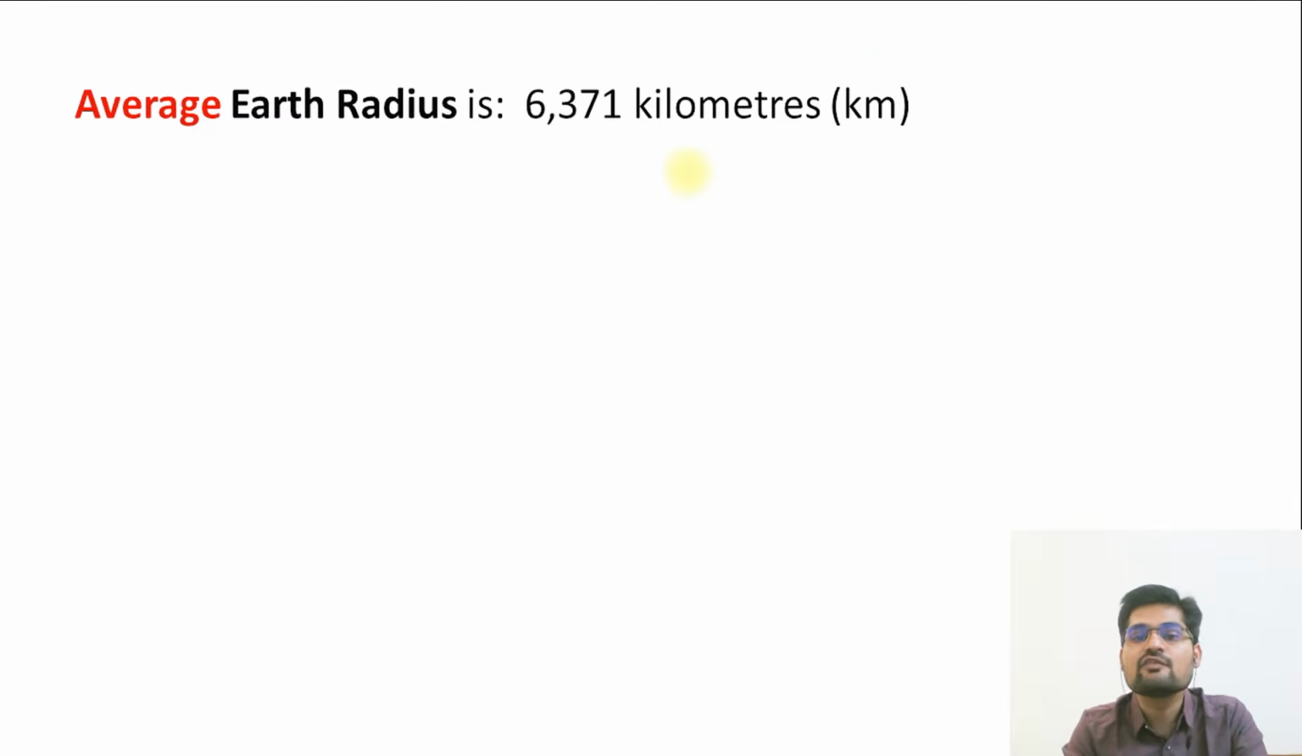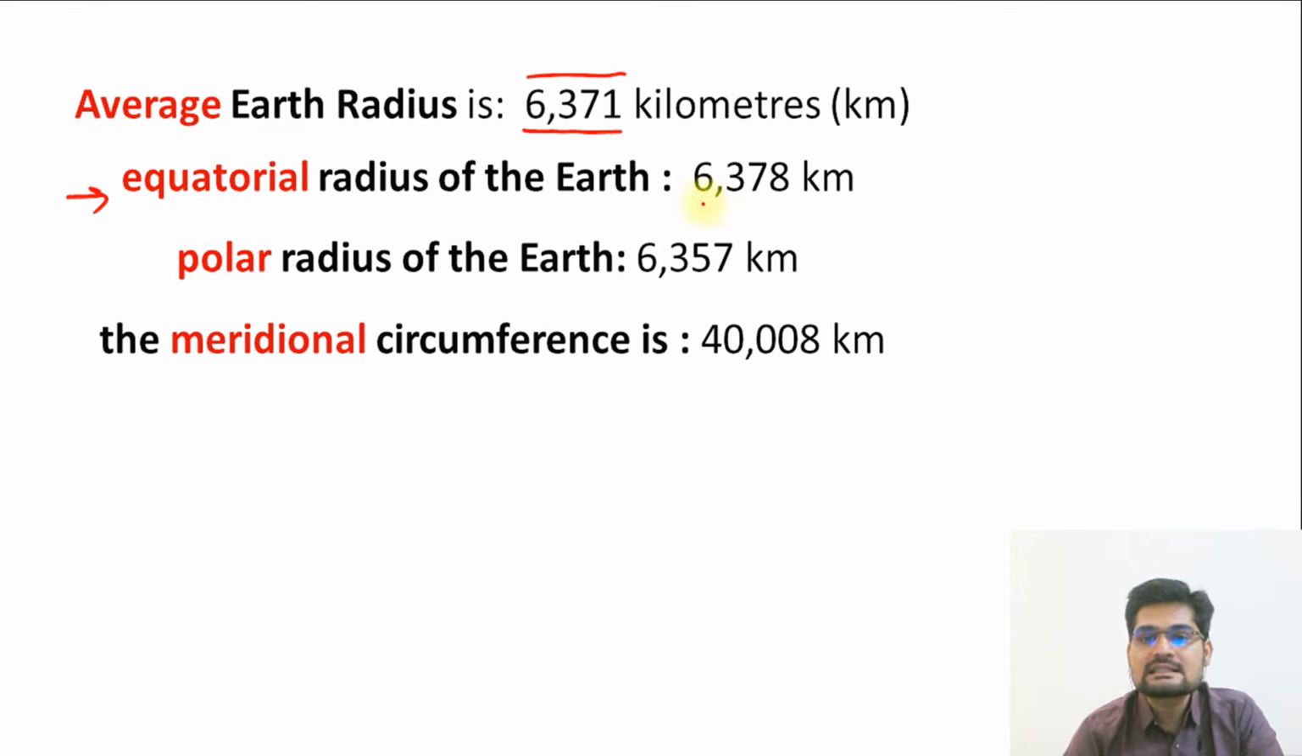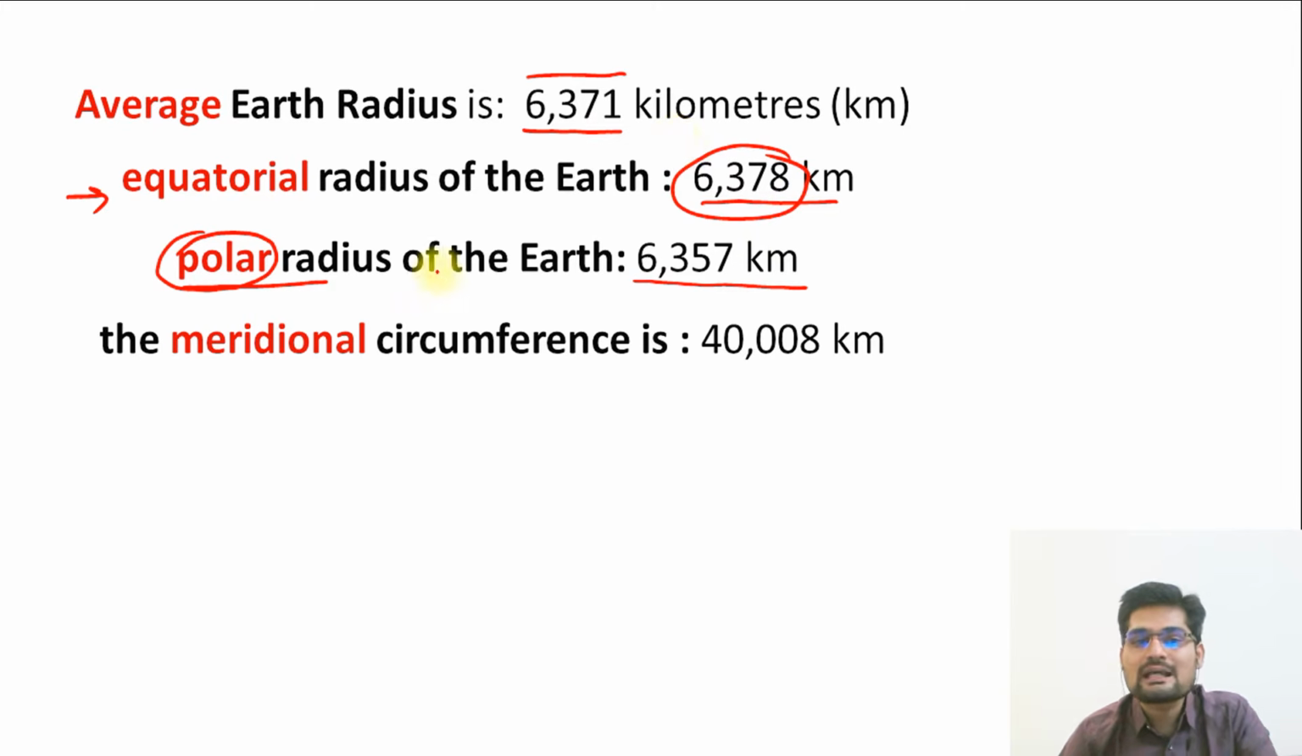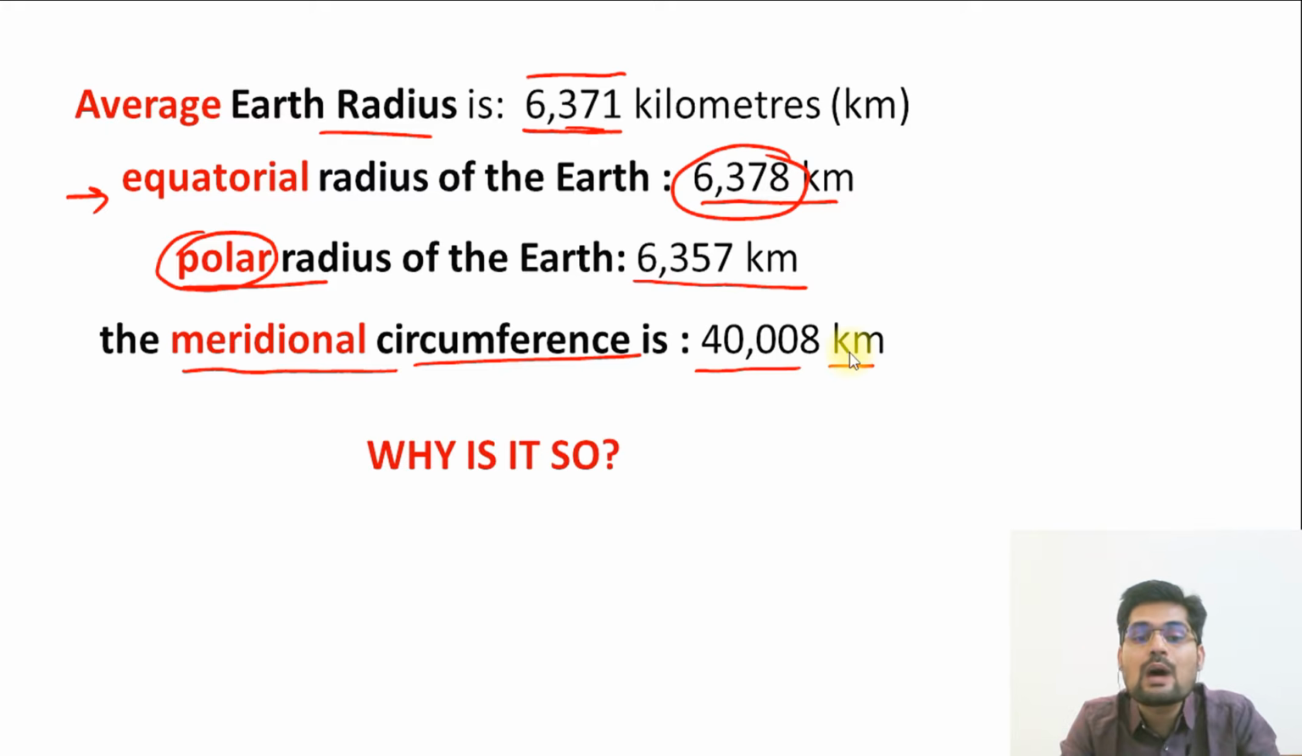So let's understand a few facts. The average Earth radius is 6371 kilometers. The equatorial radius of the Earth is 6378, while at the polar area the radius is 6357. So what we observe is that it is the lowest at the pole and highest at the equator, while the average, 6371, is in between the pole and equator. So why is it so? We'll learn. But before that, what is the meridional circumference? It is about 40,008 kilometers.